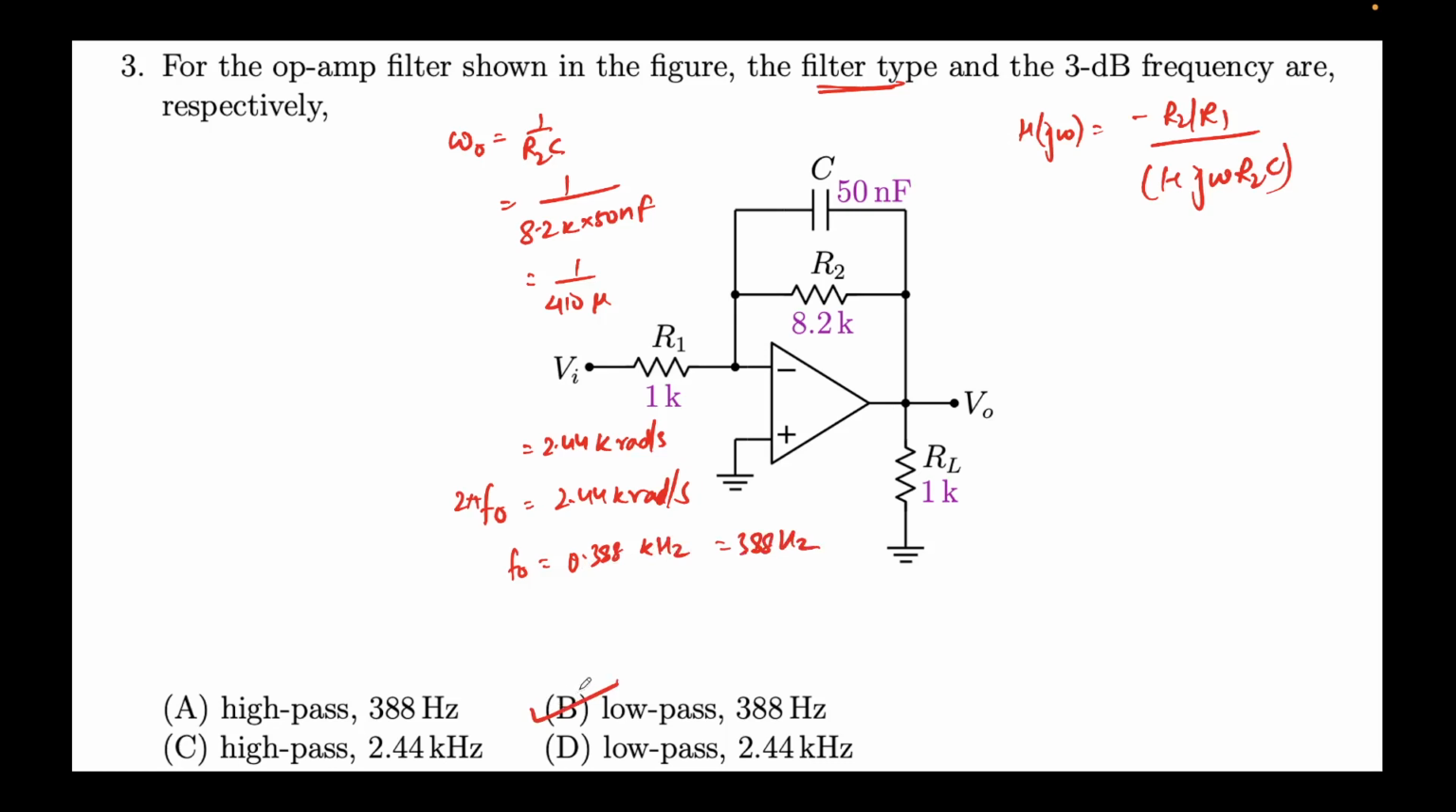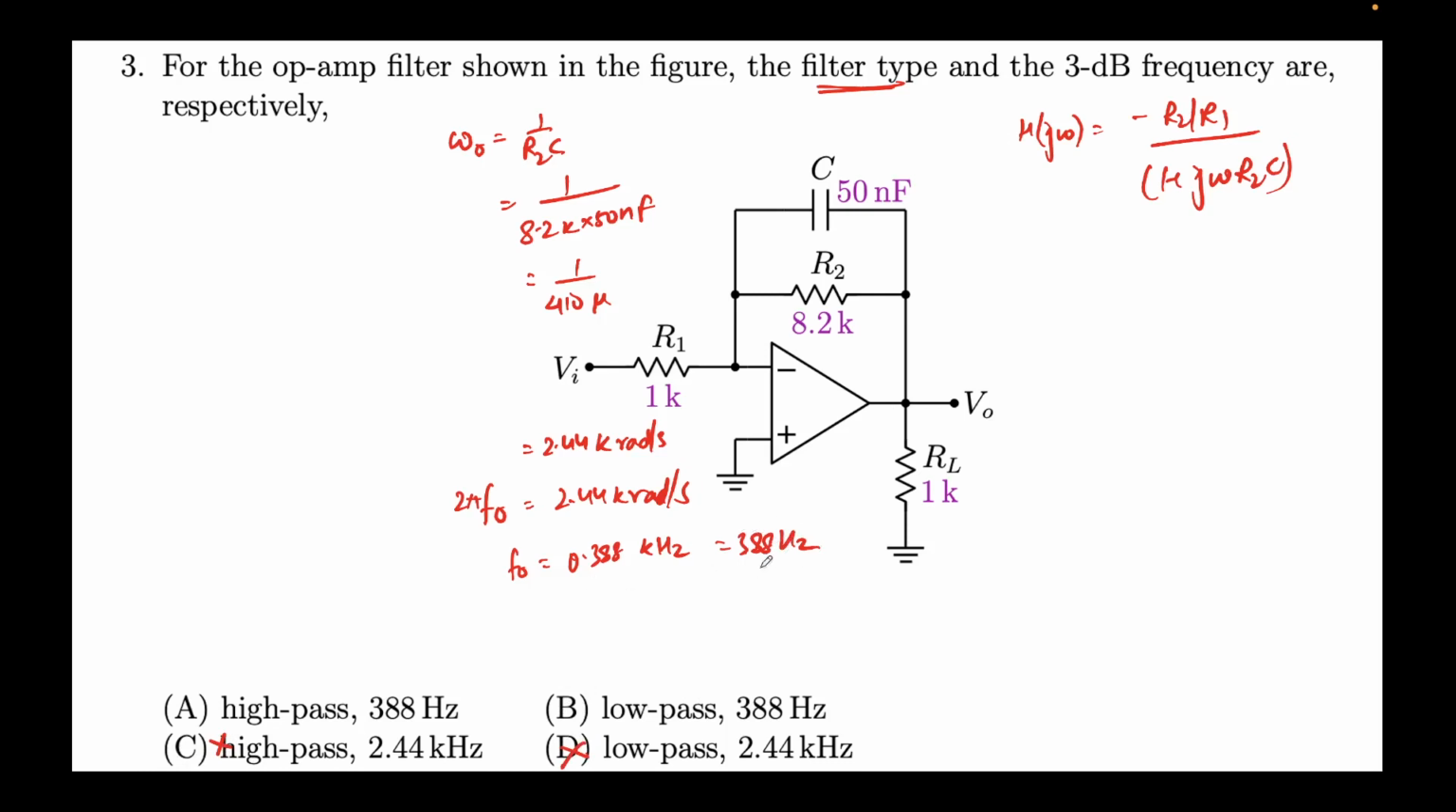Oh, sorry, it can be B or it can be A. I should not say it's B, because you have not determined the type of filter, but it's not these two options. So options C and D are eliminated. It's either A or B. So how do we find out whether it's low pass or high pass?